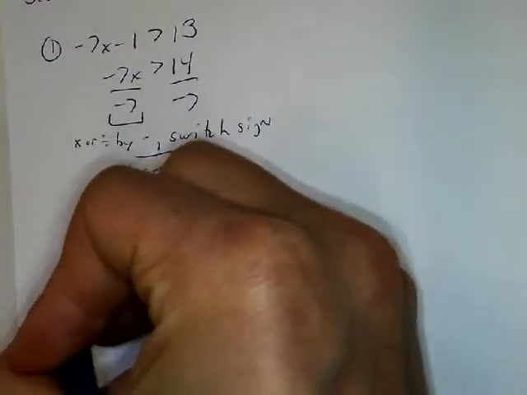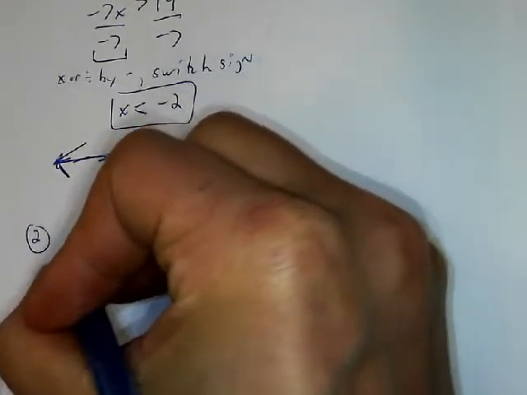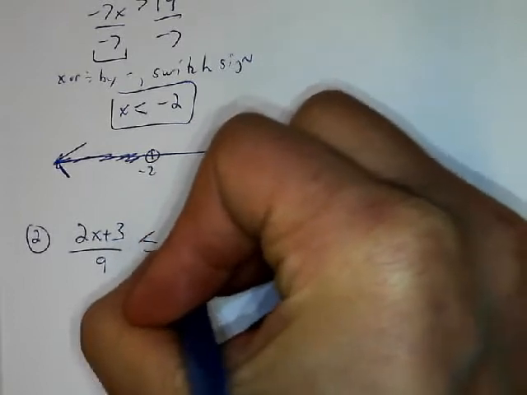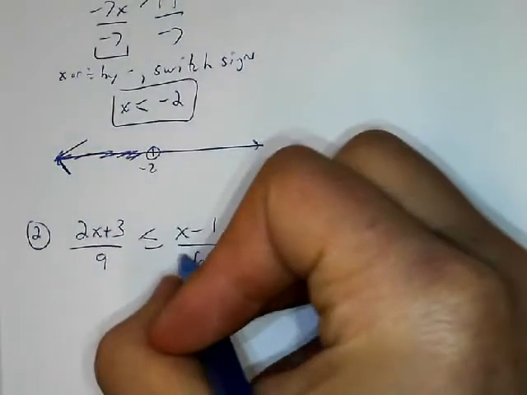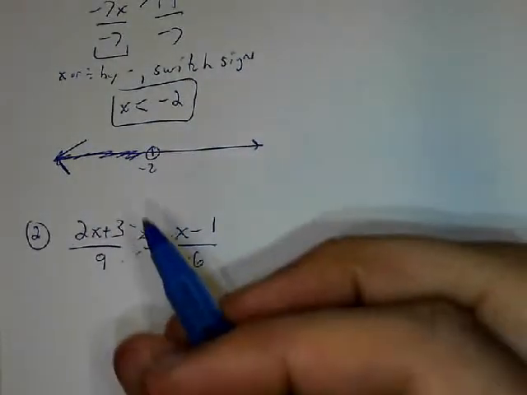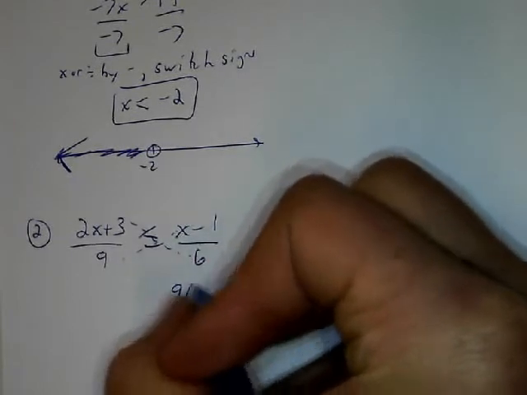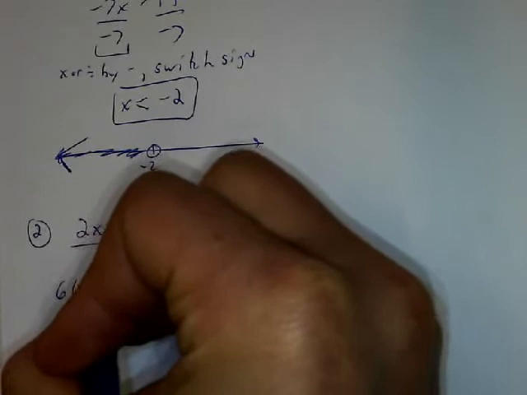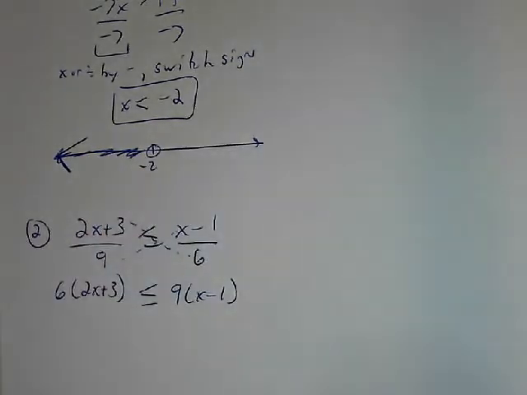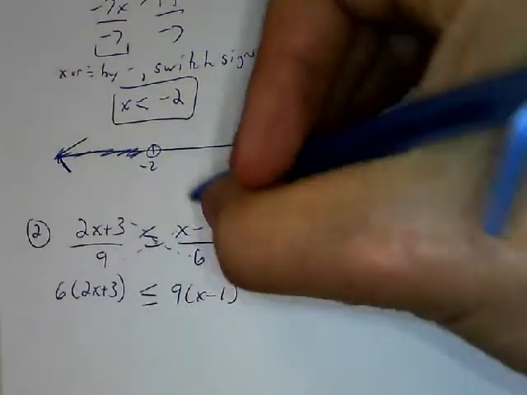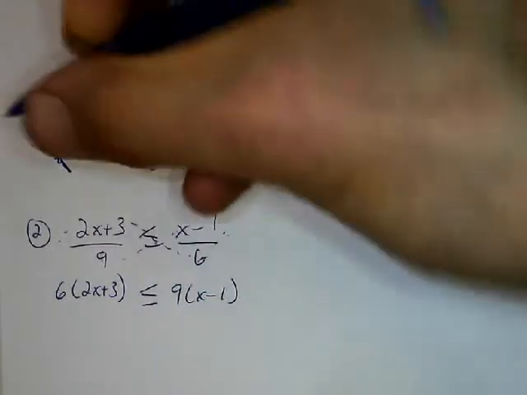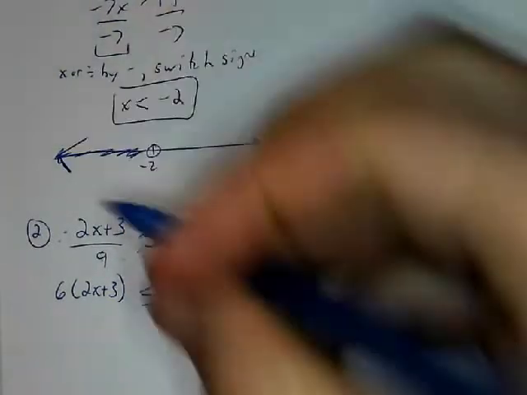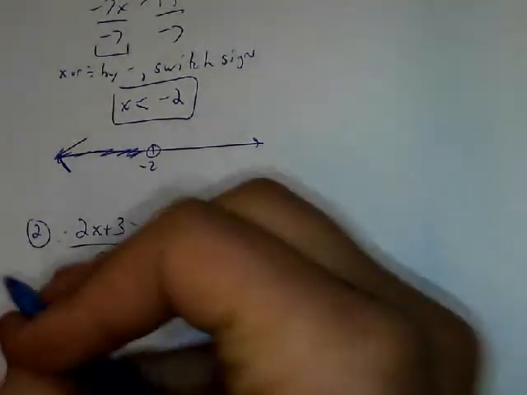Let's do a second example. We'll spice it up a little bit. (2x plus 3) over 9 is less than or equal to (x minus 1) over 6. The first thing I'm going to do is cross multiply. The 6 will come over here, and 9 will come over here. So we get 9 times (x minus 1) is greater than or equal to 6 times (2x plus 3). Some people get confused by which way the sign should point. You're multiplying the 6 over to this side, and multiplying the 9 over to this side. Therefore, you do not change the order or the motion of the sign.